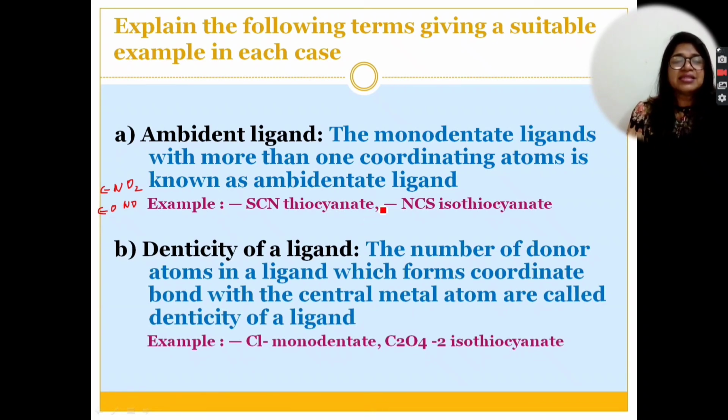Okay. The next term, denticity of a ligand. It is the number of donor atoms in a ligand which form coordinate bonds with the central metal atom. If there is only one donor atom which forms one coordinate bond, then it is a monodentate ligand. If the ligand can form two coordinate bonds with the central metal ion, then it is a bidentate ligand.